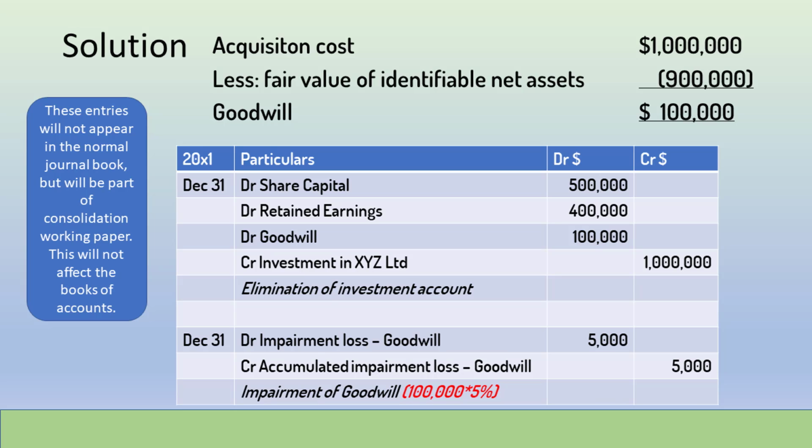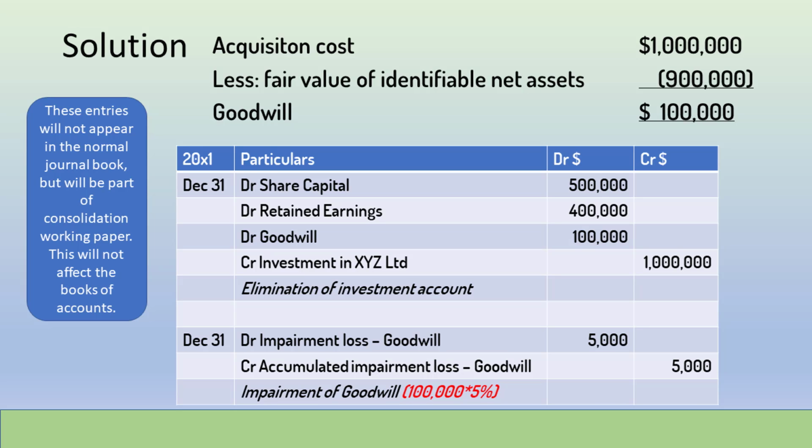So we have the elimination entry: debit share capital, debit retained earnings, and debit goodwill. So we have 500,000, 400,000, and 100,000. And then credit investment in XYZ Limited, $1 million.